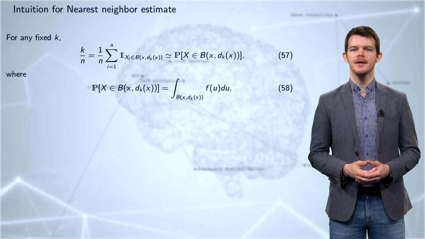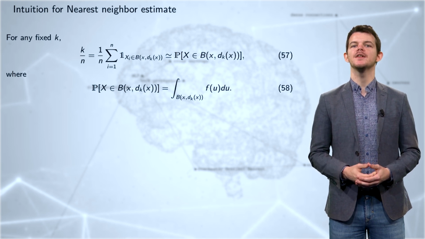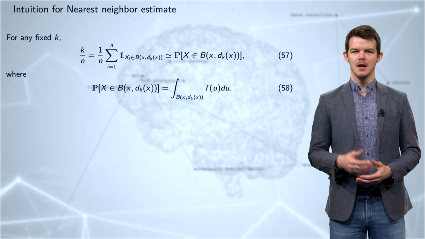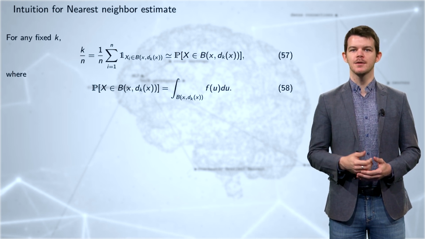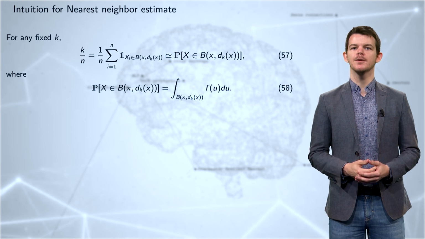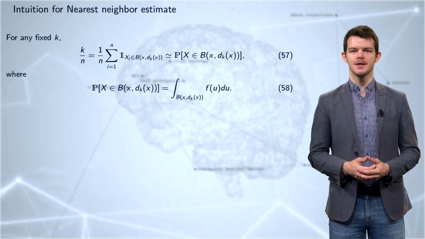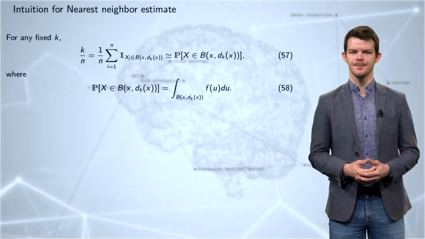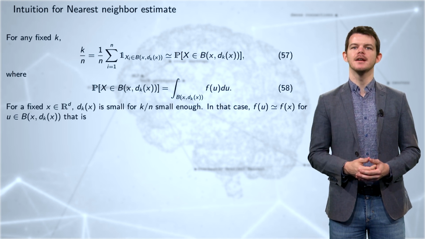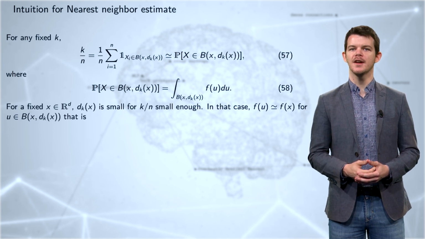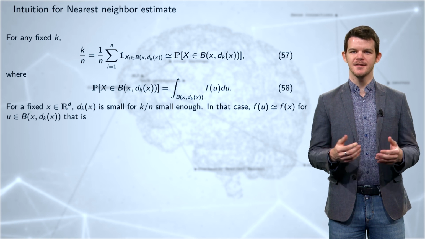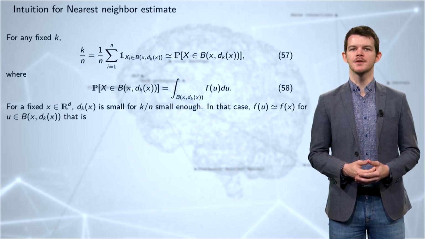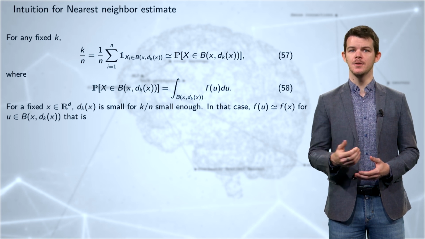Note that k over n, which appears in the estimate, can be written as in equation 57. Besides, under some specific assumptions to be defined, this term can be close to the probability on the right-hand side term in 57. This resembles the law of large numbers. If you fix x, d_k(x) is small for k over n small enough. In this case, for any u in the ball centered at x of radius d_k(x), f(u) is close to f(x) if the density is continuous.